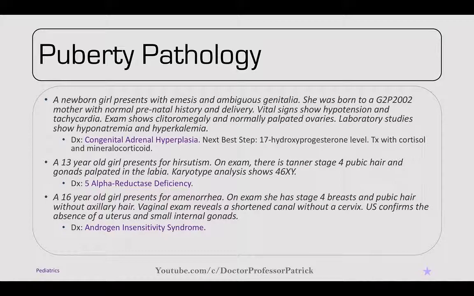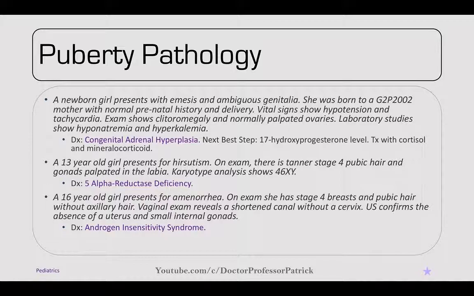She was born to a G2, P2 mom with normal prenatal history and delivery, and vital signs show hypotension and tachycardia. Exam shows clitoromegaly and normally palpated ovaries. Laboratory studies show hyponatremia and hyperkalemia. So the diagnosis would be congenital adrenal hyperplasia. The next best step is a 17-hydroxyprogesterone level, and you can treat this with cortisone and mineralocorticoids.